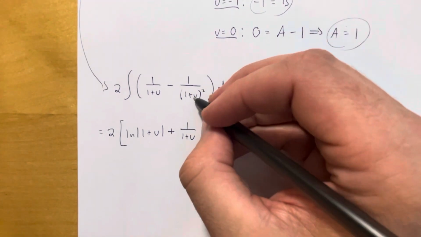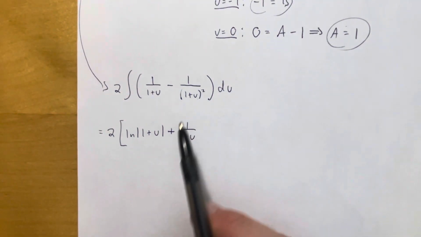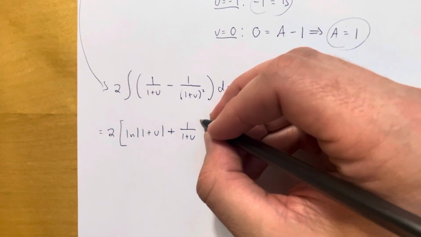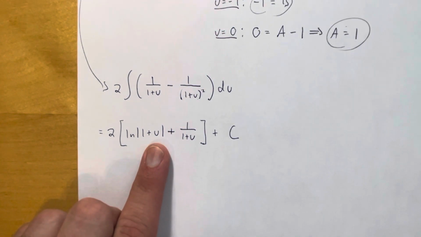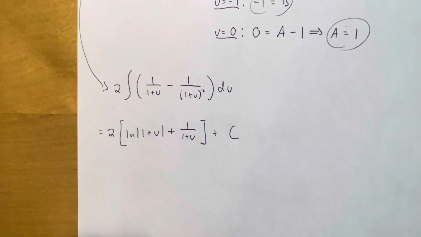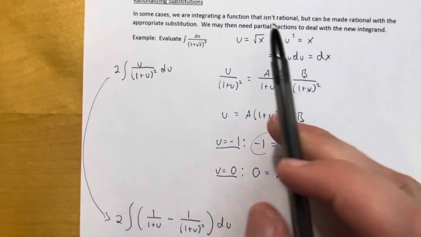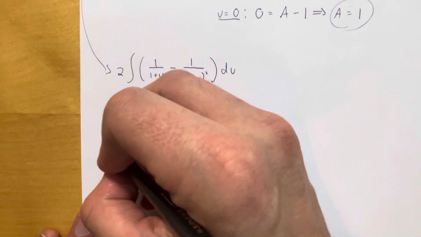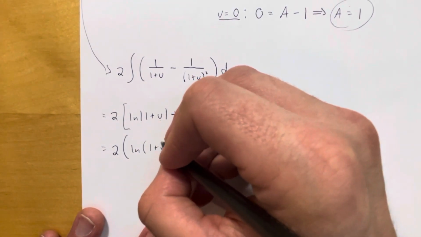Remember, you can do another substitution. I probably wouldn't call it a u substitution since we already have a u, maybe a w substitution or something like that. And then I'm going to get plus c here. Now, we don't leave it in this form because those u's need to be put back in terms of x. So remember up here, u is equal to the square root of x. Let's plug those in. 2 times the natural log of 1 plus root x.